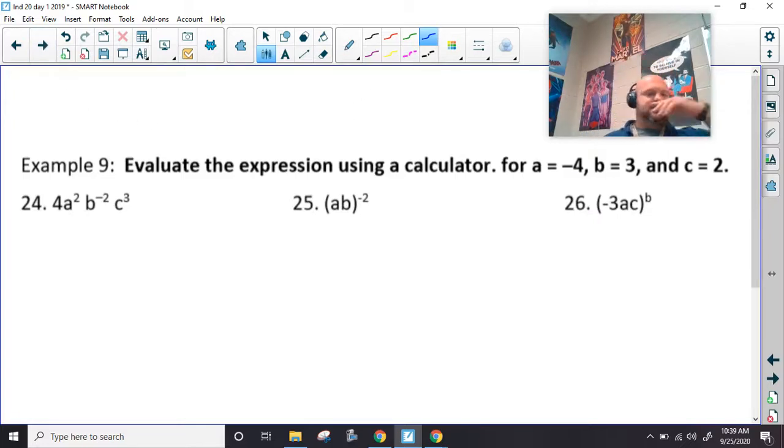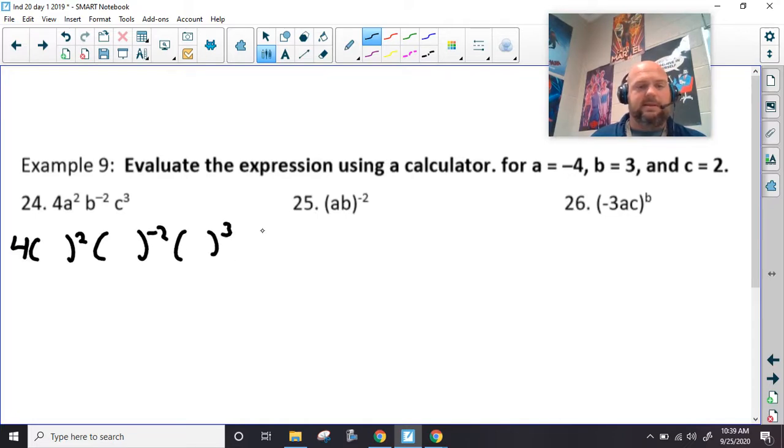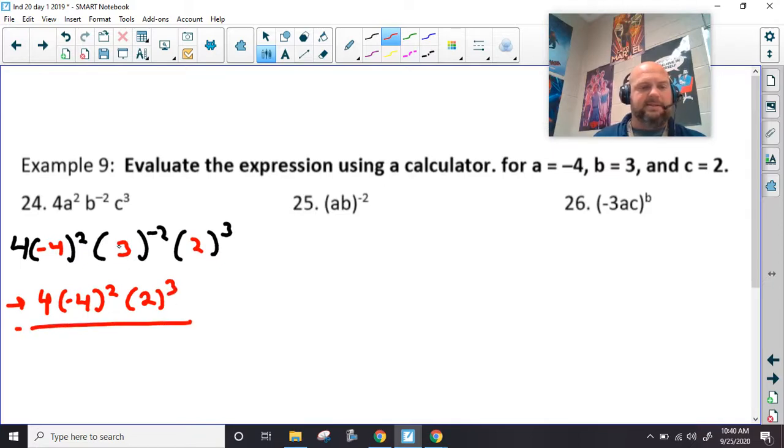Now, this is the fun stuff. You get to plug in, and if you're really good with your calculator, you can plug all this in at once, and it will do it for you. Let me show you. I'm plugging in A is -4, B is 3, and C is 2. What you could do is change this to 4 over (-4) squared times 2 to the third. And then I'm going to move this 3 down here already. That's just a straight line. Now it's a big blob. I can actually put this in the calculator just as is.